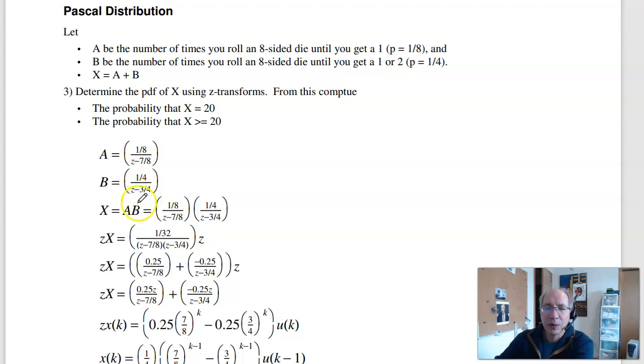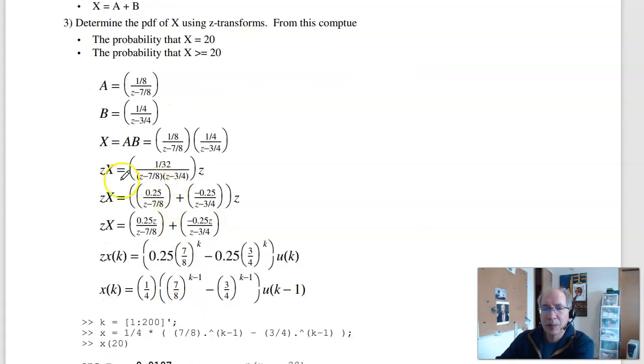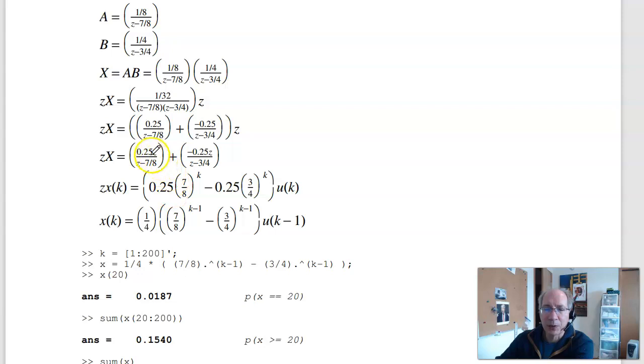The convolution of the two is the multiplication in the z-plane. Now take the inverse Z transform. The trick I'm going to use is multiply both sides by Z, do a partial fraction expansion, multiply by Z, take the inverse Z transform. So this is 0.25 times 7/8 to the k, minus 0.25 times 3/4 to the k. Then divide by Z, meaning doing a time shift. So here's the PDF of A plus B.